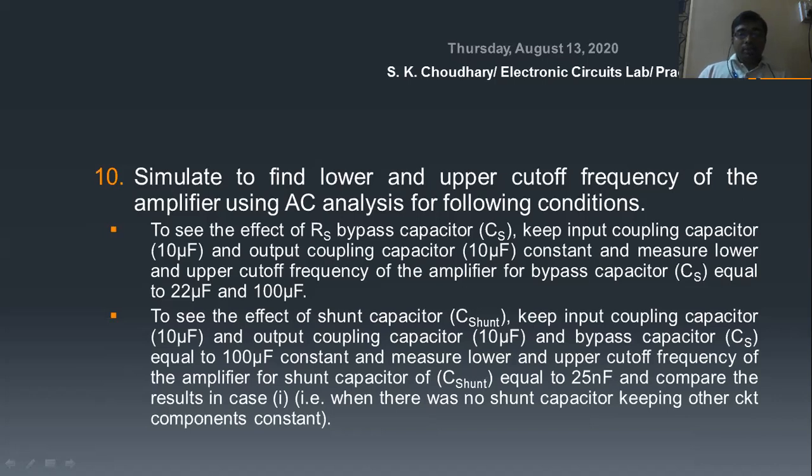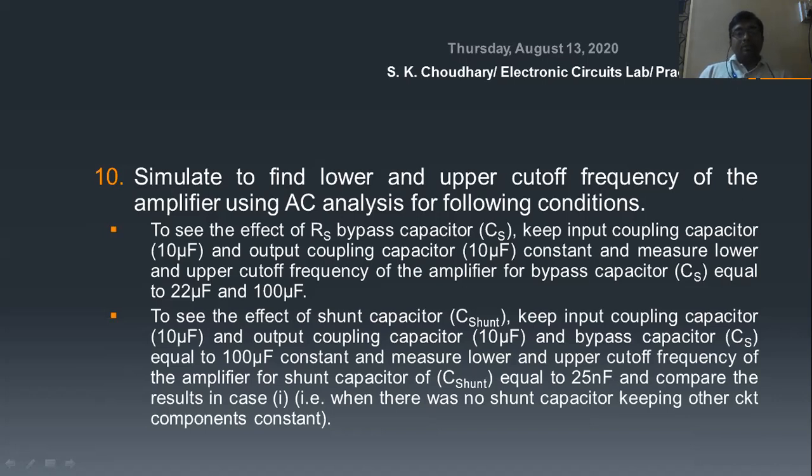Now we will vary the value of the bypass capacitor from 22 microfarad to 100 microfarad. So there are 2 values of the bypass capacitor, because we know that CS is the dominating capacitance that decides the value of the lower cutoff frequency.